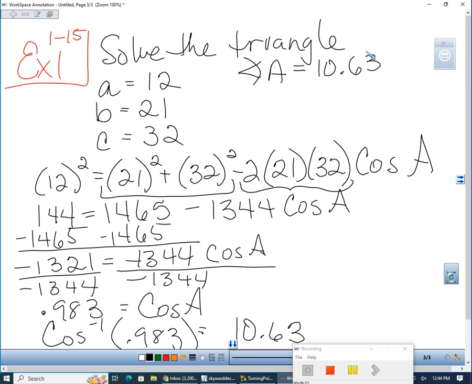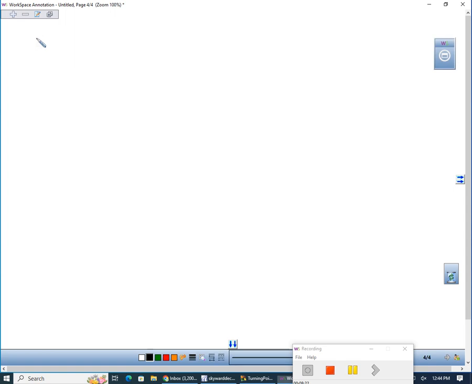Questions on this? Do I need another example of solving the triangle using the law of cosines, or can I go on to area? Okay. I have 2 more formulas I need you to put on your card. Area of a triangle.